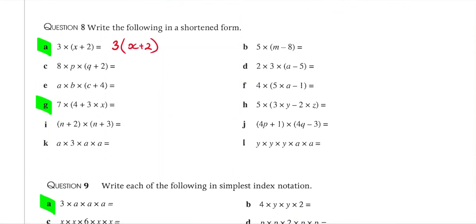In G, you're just looking for the multiplication signs is what you're getting rid of, okay? So the 7 is going to go right next to the bracket. Then I'm going to have 4 plus, the plus needs to stay, but I can squish the 3 times x to be 3x, close bracket. That is all I'm wanting for those. We could expand the brackets, but the question would say expand the brackets if it wanted that. This question is just about trying to make it shorter by getting rid of times or divide signs.